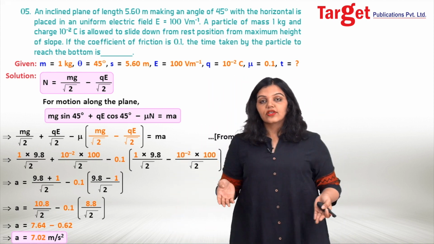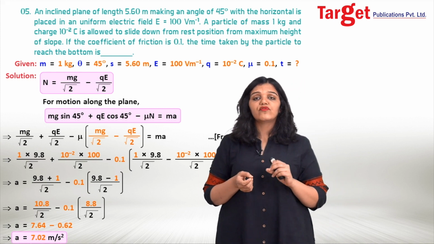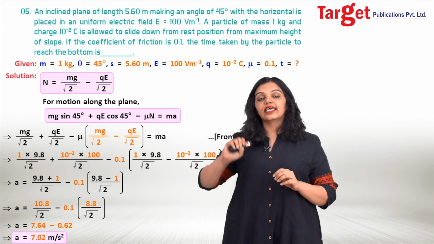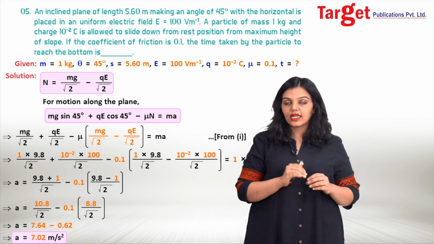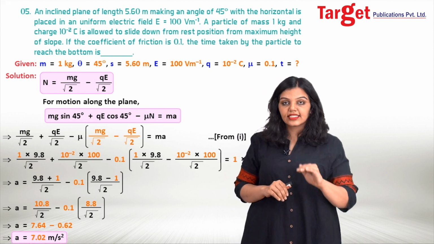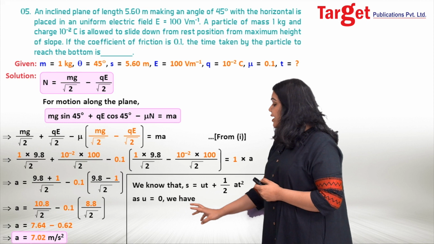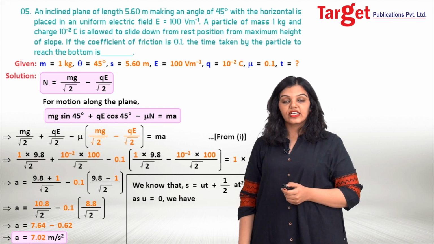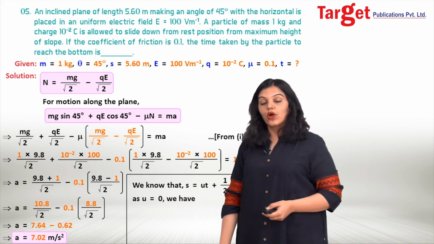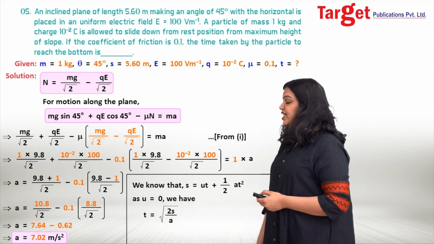Now we did all this calculation, but the question is, why did I find acceleration? The question did not ask me to find any acceleration. The question is asking how much time the particle will take to go from the topmost position to the ground. And to find that, I need to find acceleration. Because now that I have acceleration, I can apply s is equal to ut plus half at square. I know that the particle started from rest, so u is equal to 0. And once I put that, I will see that t is nothing but root of 2s by a.